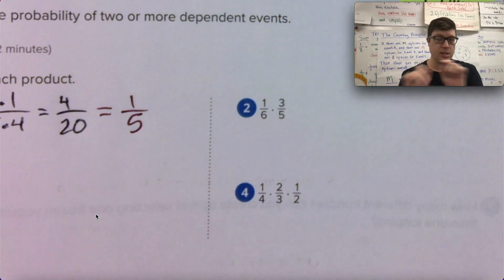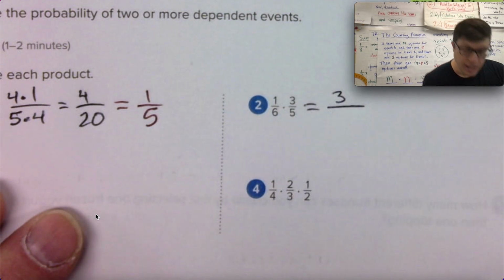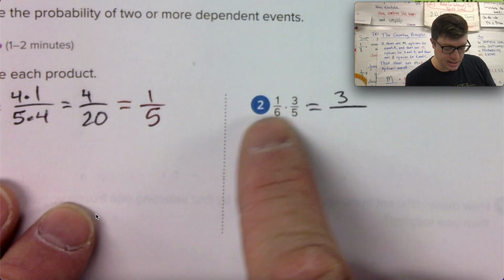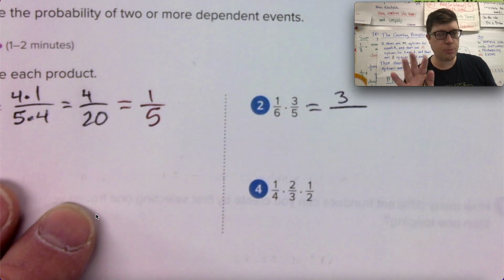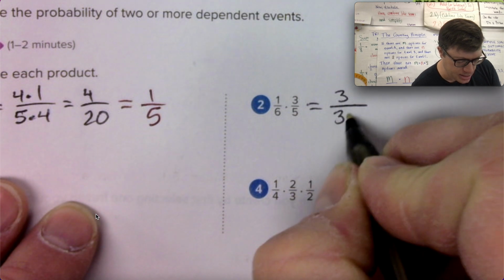So multiply straight across. Straight across. 1 times 3 is 3. And 6 times 5. This only happens nicely with multiplication. That's why we're doing it now. 6 times 5 is the bottom, and that makes 30.